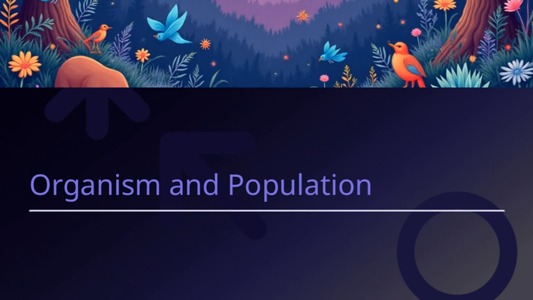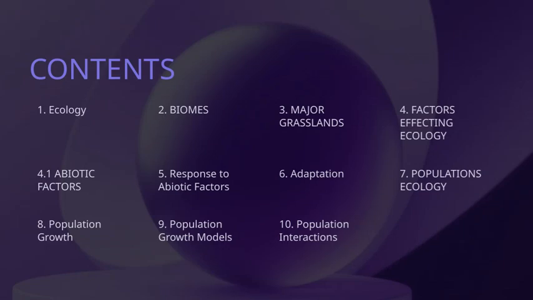Let's get started. Let's now turn our attention to the concept of biomes. Biomes are large ecological areas characterized by specific climate conditions, plant communities, and animal populations. Understanding biomes helps us grasp how different ecosystems are structured across the planet and how they support various forms of life. As we explore this, keep in mind that the distribution of biomes is largely influenced by abiotic factors such as temperature, precipitation, and soil type.